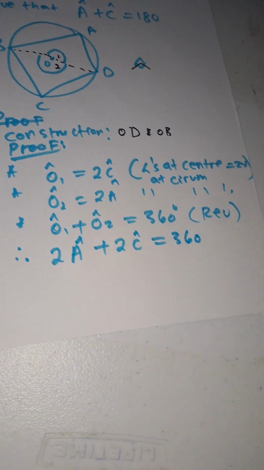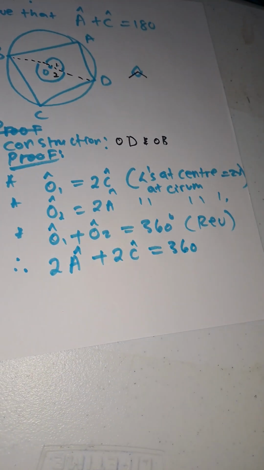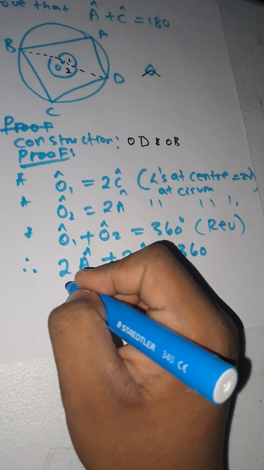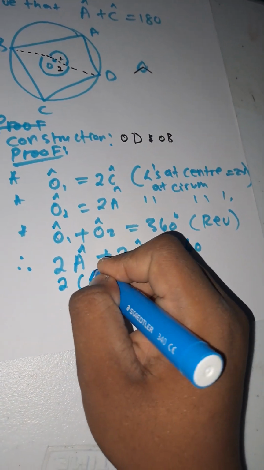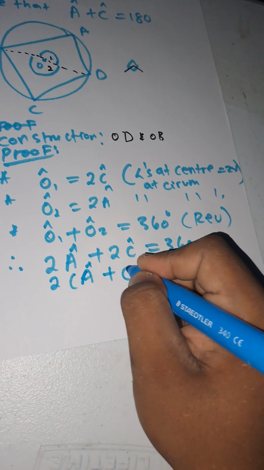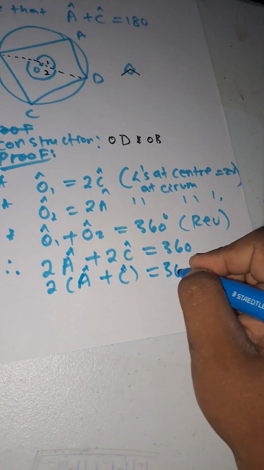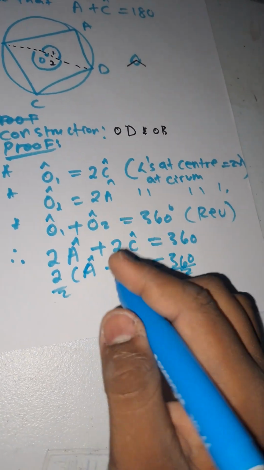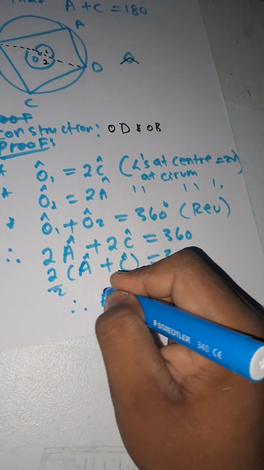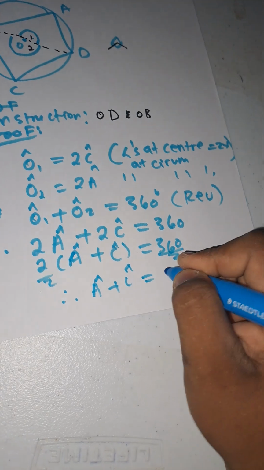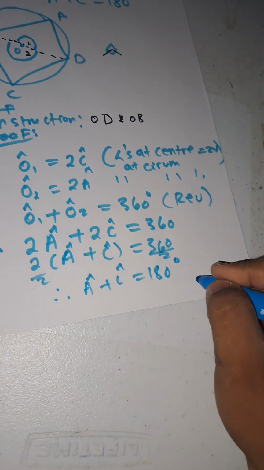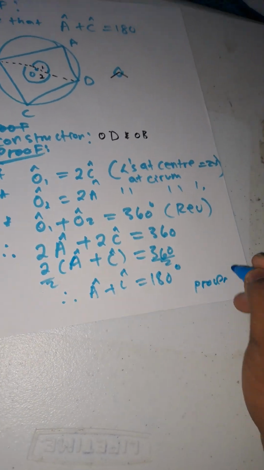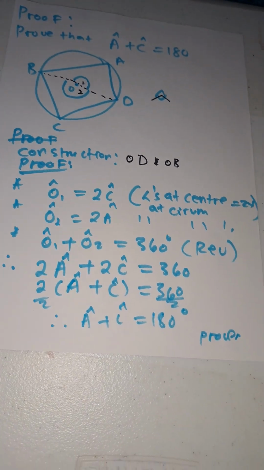And then what am I going to do? I'm going to factor out 2 because it is common. So 2, and I'm left with A plus C, equals 360. I'm going to divide both sides by 2. Therefore A plus C equals 180 degrees. Proven. You see, this is how you do it.